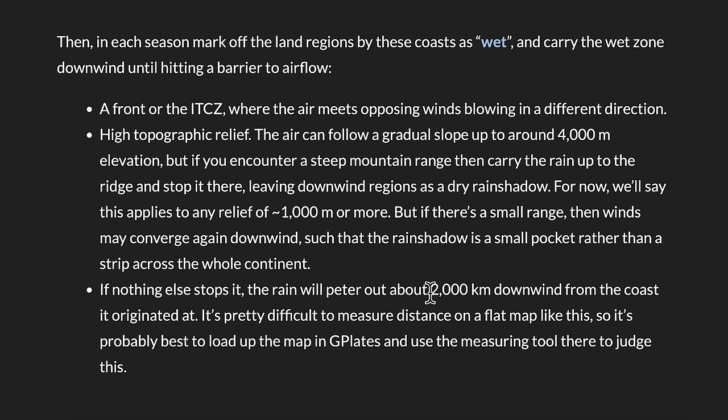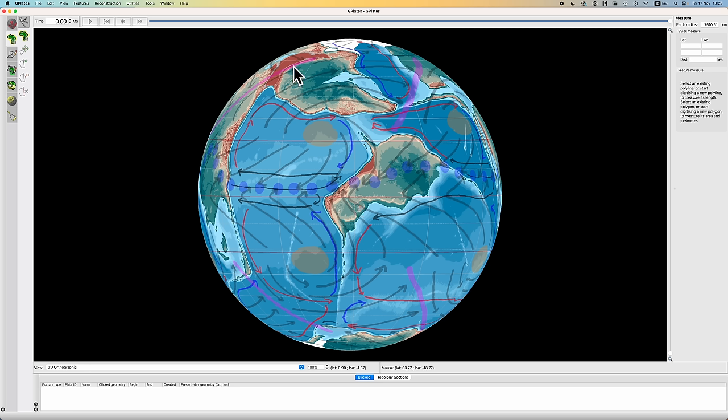If there's no obstructions, this wet region would extend about 2 kilometers downwind from where the rains originated. If these rains encounter a front or the ITCZ, they're going to be blocked. Also, they'll be blocked if they encounter very sharp relief, again, according to Pasta, of about 1,000 meters or more. But if there's gradual relief, the rains will gradually continue up the slope, up to around 4,000 meters. And this is why we have G-plates open, because we can measure out all those distances.